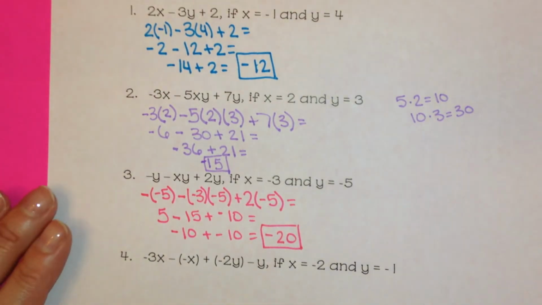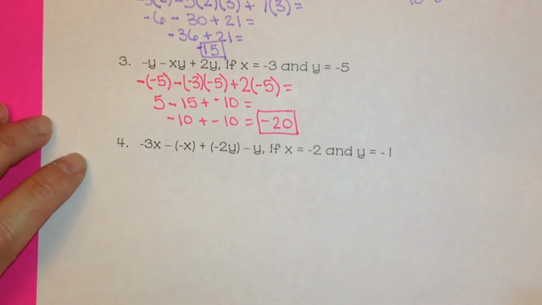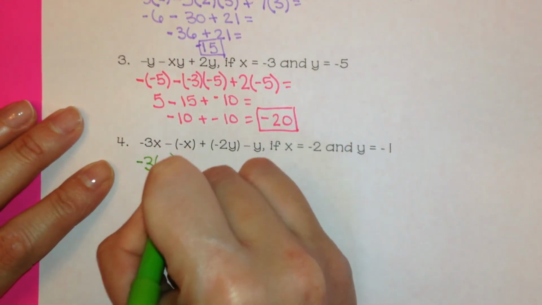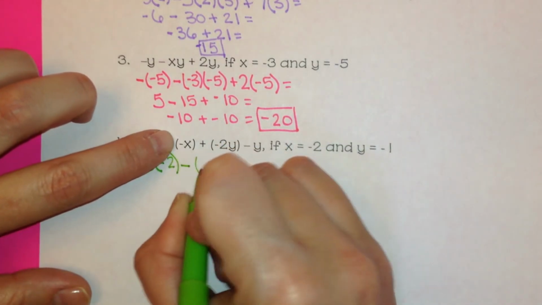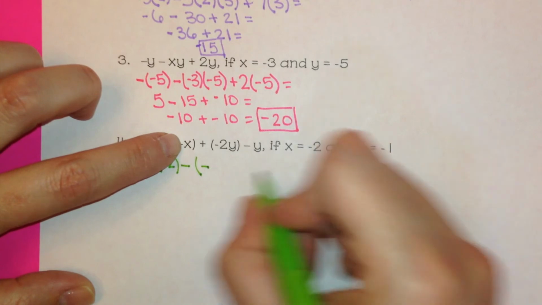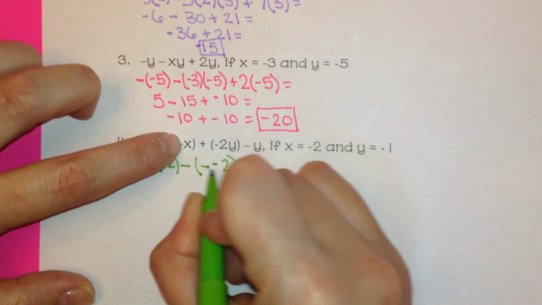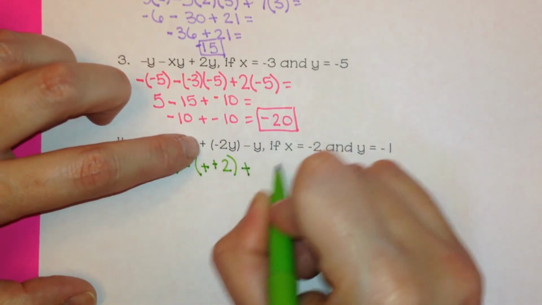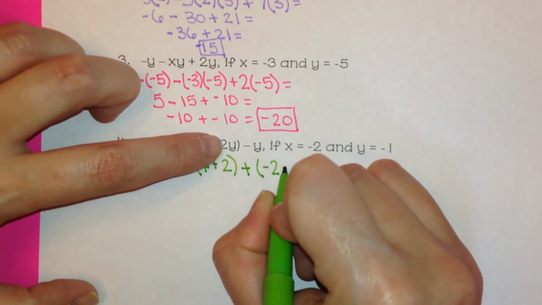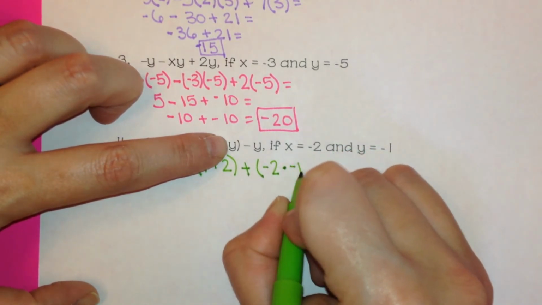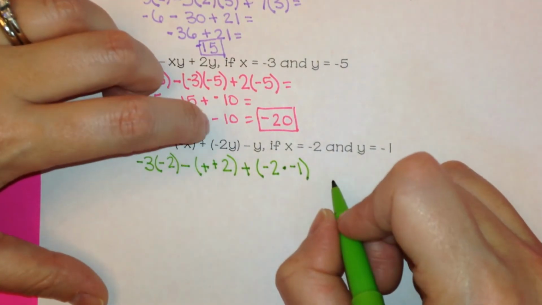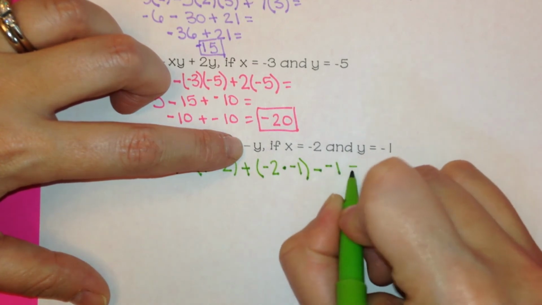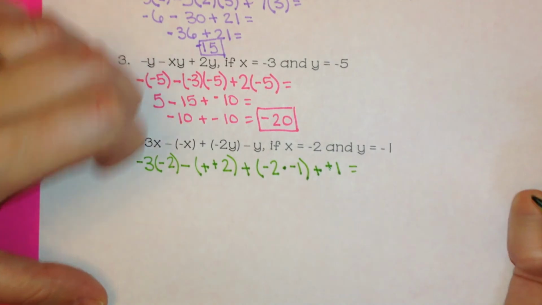All right, and one more. All right, this one's pretty complicated. We have negative 3 times the x value, which is negative 2, minus negative times x, which is negative 2. So I'm just going to change that minus a negative to plus a positive so I don't get confused. Bring down the plus. Negative 2 times my y value is negative 1. Bring down that minus. My y value is negative 1. And I can change this minus a negative to plus a positive.